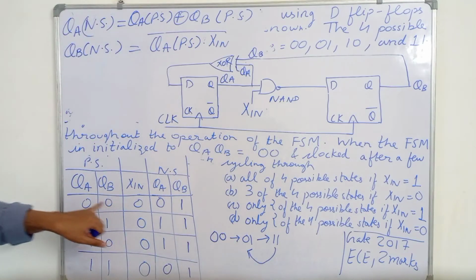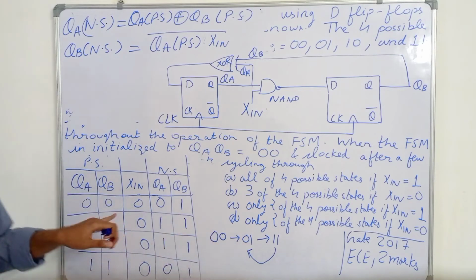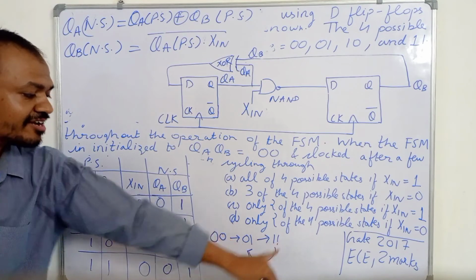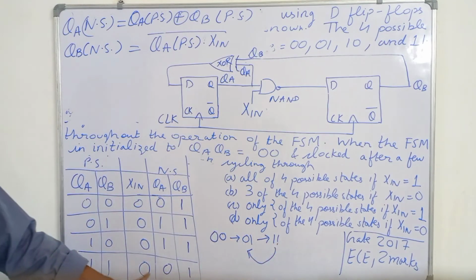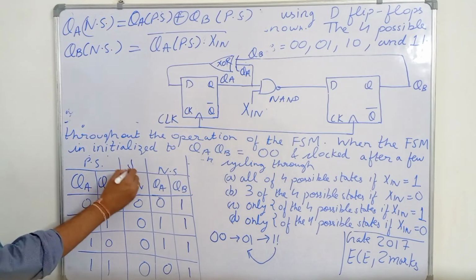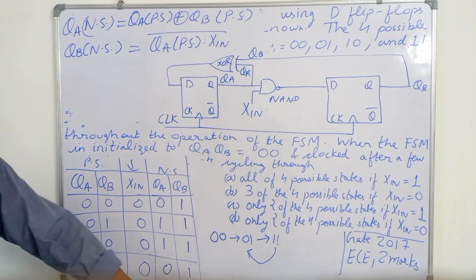See, for initial state 0 0, next state 0 1: 0 0 to 0 1. Then 0 1, next state is 1 1: 0 1 to 1 1. Then 1 1, next state is 0 1. We do not have to look at x in here, we have to see this next state. So for 1 1, the next state is 0 1.